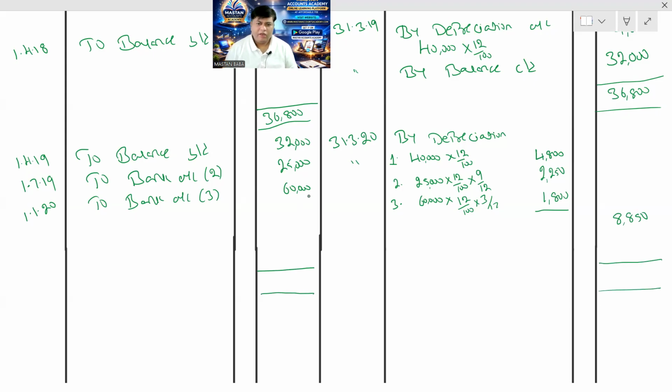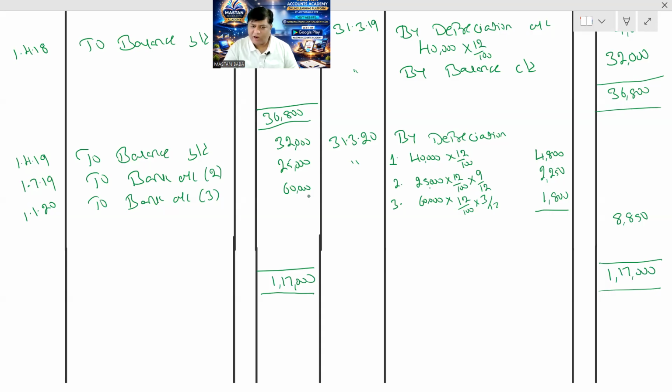Total comes to 25, 60, 85,000, 85 to 87, 87 plus 30, 97, 1 lakh and 1,17,000. So the total comes to 1,17,000. Here also 1,17,000. Dear students, do remember this 8,850 includes three depreciations: first machinery, second machinery, and third machinery. Three machinery depreciations are included in the 8,850.